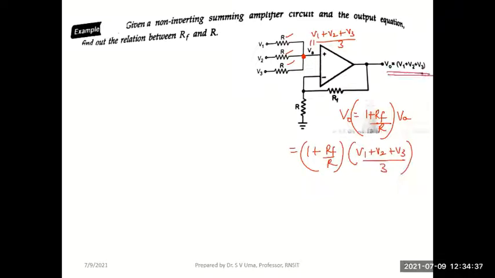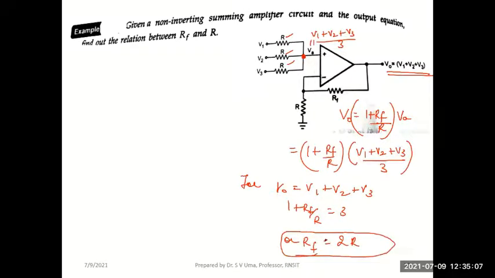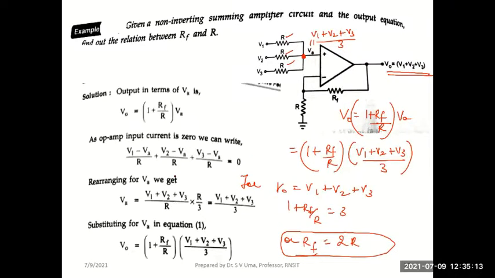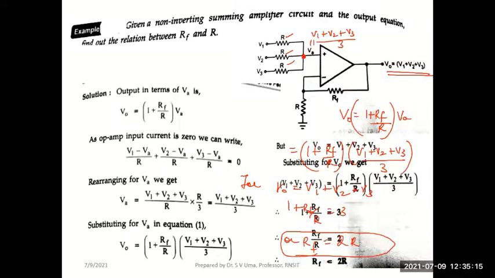If you want the output to be just V1 plus V2 plus V3, what should be the condition for 1 plus RF by R? RF should be twice R. That's all. For V0 to be V1 plus V2 plus V3, 1 plus RF by R should be 3, or RF should be equal to 2 times R. We had considered this condition in the last slide itself. So that's all we need to write: RF should be equal to 2R.